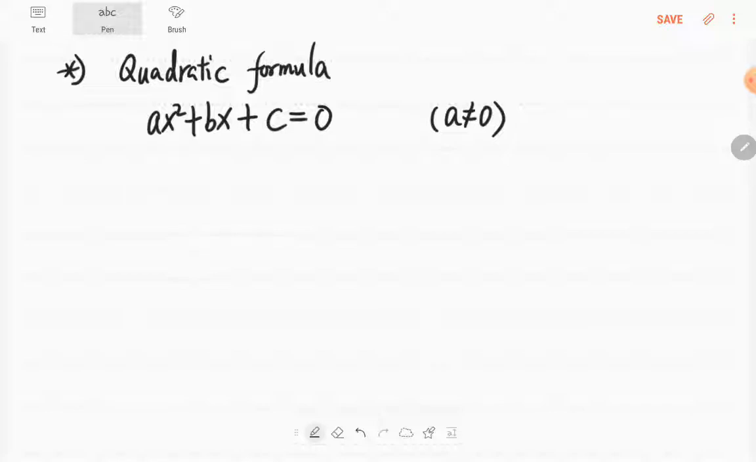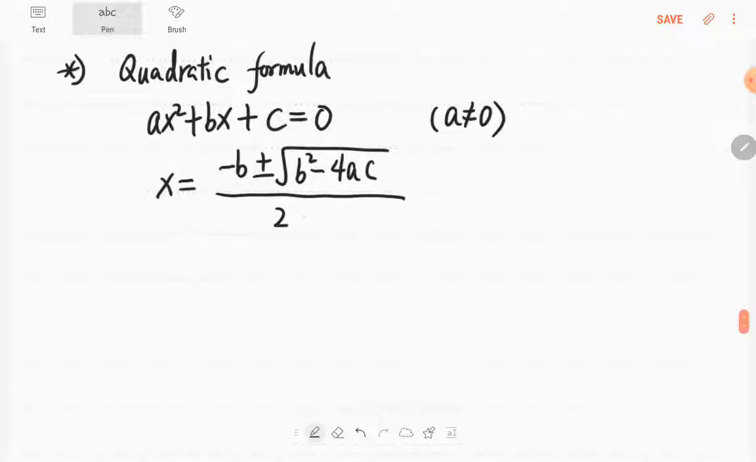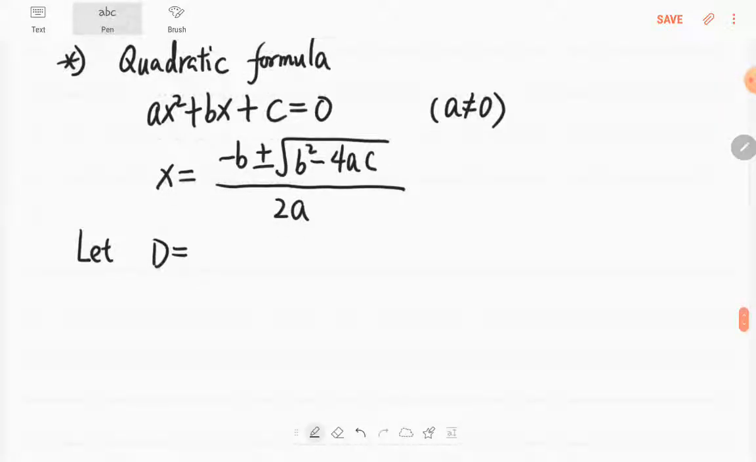Then we have x equals negative b plus or minus the square root of b squared minus 4ac, then the whole thing divided by 2a. Here there is a plus minus, which means you have two roots. If we let d be the expression under the square root, which is b squared minus 4ac, d is called the discriminant.